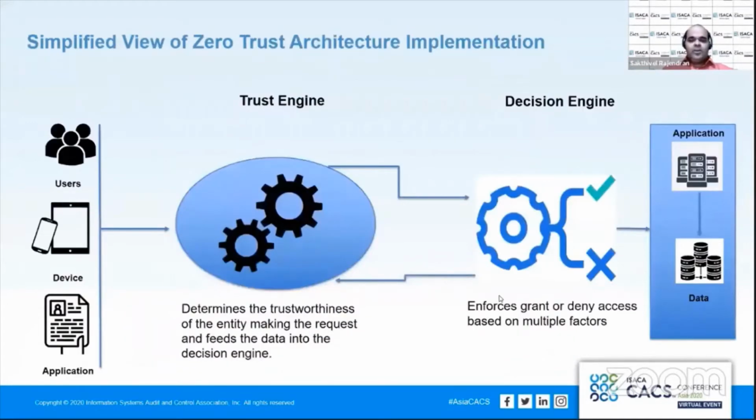Not all zero trust architecture implementations are the same, because every organization has a different model of working and every organization is unique. But here is a simplified view of the zero trust architecture, just for the purpose of our discussion. Here, you see the users, devices, and applications connecting to the organization's network to access organizational information. Before giving access, the trust of those users, devices, and applications is verified. If it is validated, then access is granted to the requested resource. This is a very simplified view of a zero trust architecture.